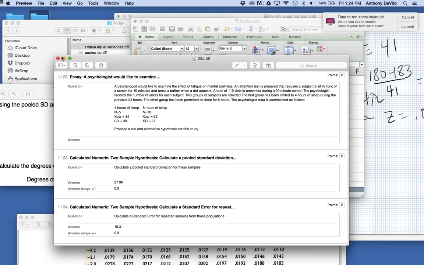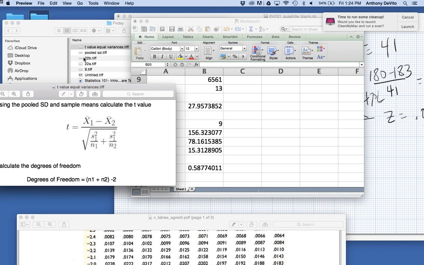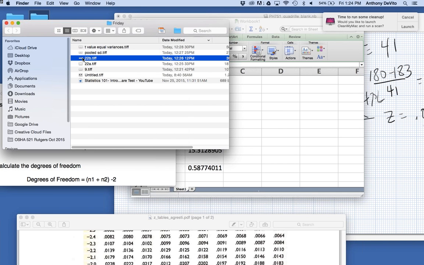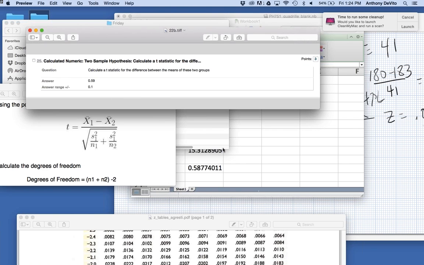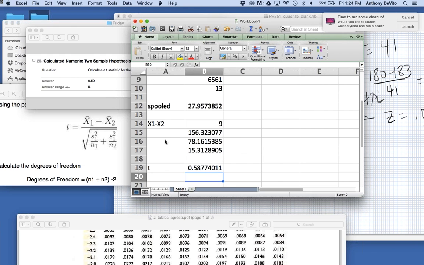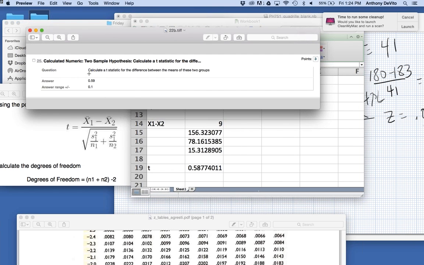And then I think the next part is we asked for the actual t-score, calculate a t-statistic for the difference between these two means. And we actually calculated the t-score just here. And that's the last part of that problem. We didn't ask for a confidence interval and so on. We're actually comparing two means, so we're not using the confidence interval for this. We're comparing the two actual means themselves.